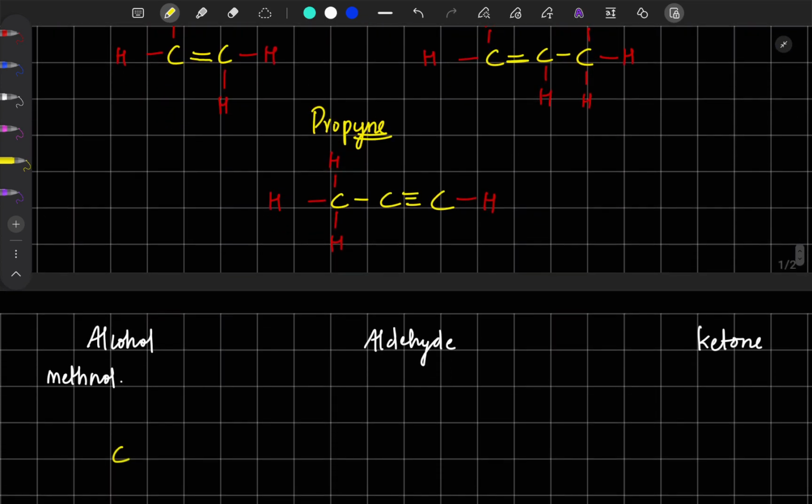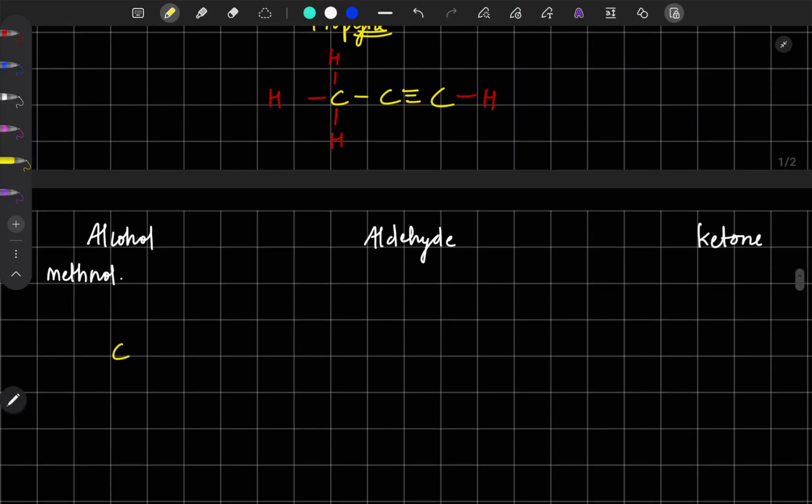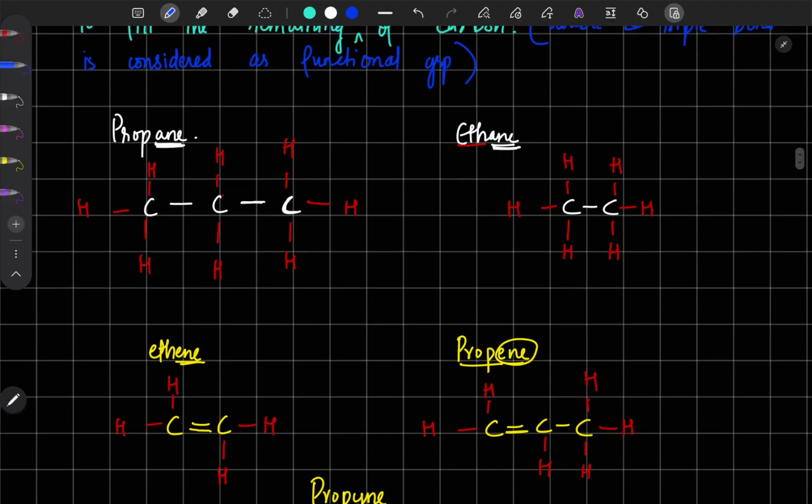So what is the functional group here? OL is the functional group. OL is what? Alcohol functional group. So what is the alcohol functional group? OH. So what you want to do? Attach one OH. You attach the functional group. So now this step is also done.